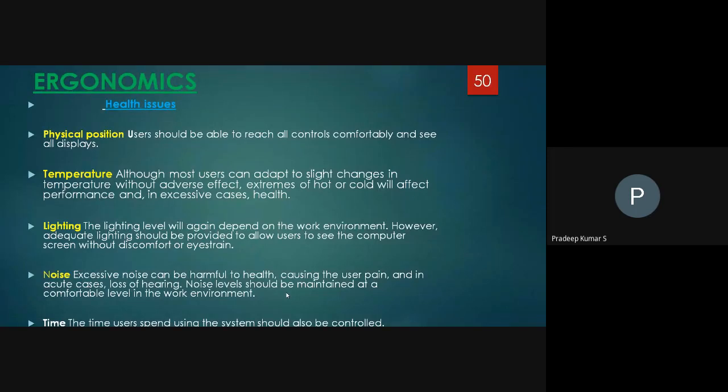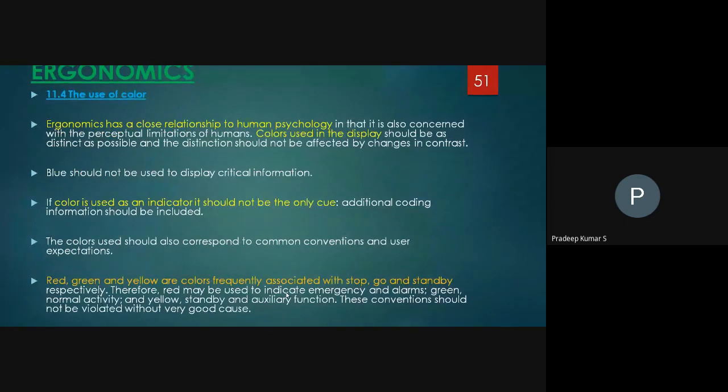Next one is the noise. Excessive noise can be harmful to health, causing the user pain. Especially hearing is very important. If I take a one-to-one session, a normal voice is fine, but to teach all 50 students I have to put in much more effort to raise my voice. What is the time that is spent during the system? Performance for each state. So that is the health issue: physical position, temperature, lighting, noise, and time. Five things are there.